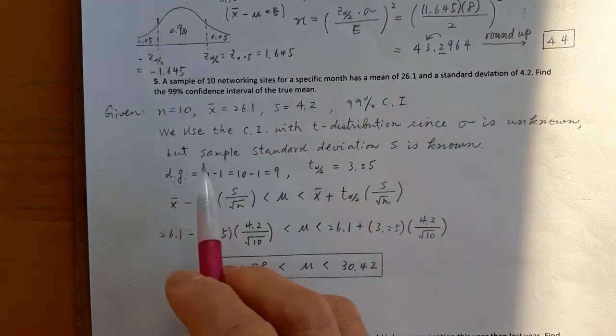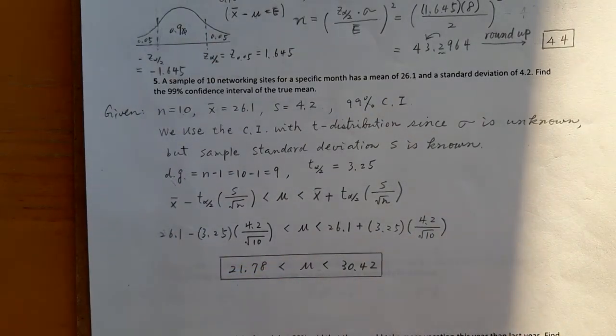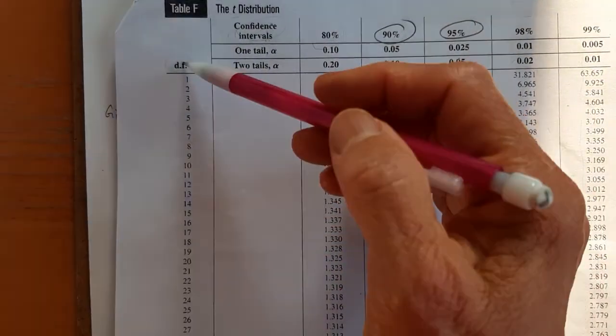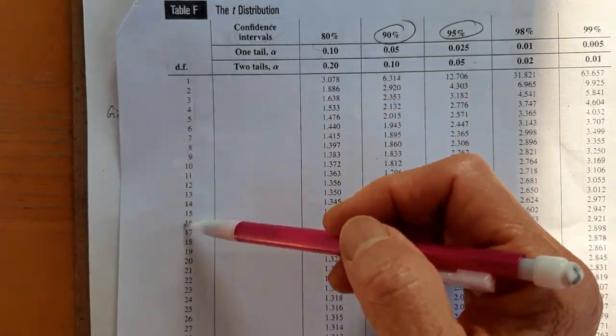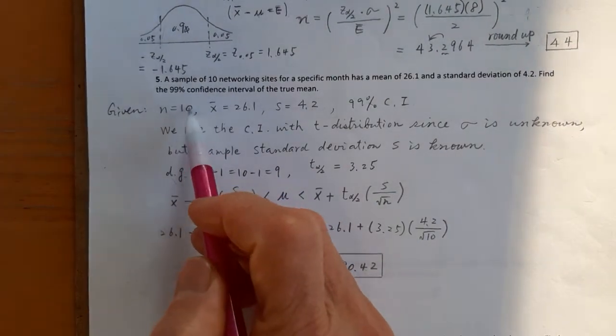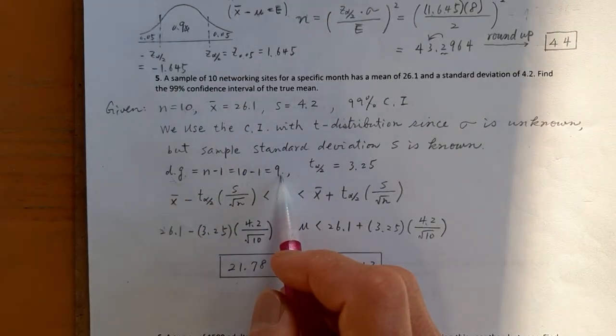For the t-distribution, first of all, we have to figure out the degrees of freedom, because in the t-distribution table, this side is degrees of freedom. Degrees of freedom is n minus 1, and here n is 10. 10 minus 1 is 9. Degrees of freedom is 9.